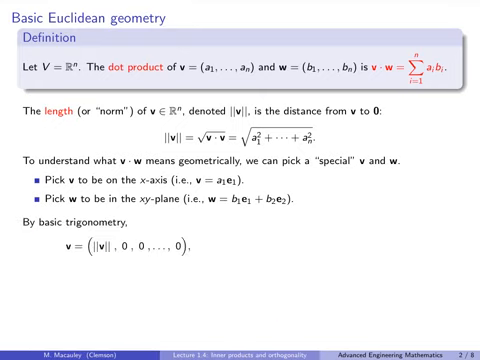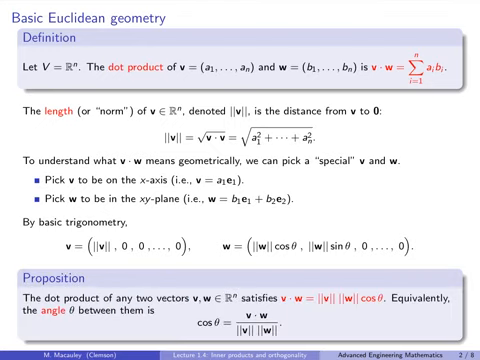So to summarize, by basic trigonometry, we write v as an n-tuple of these numbers, and w as an n-tuple of these numbers, and we'll call this a proposition. The dot product of any two vectors v and w in Rn satisfies the following relation. V dot w equals norm v times norm w times cosine of theta, where theta is the angle between them. Equivalently, we can solve for cosine of theta and describe the angle theta purely in terms of a dot product. So cosine of theta is v dot w divided by norm v times norm w.